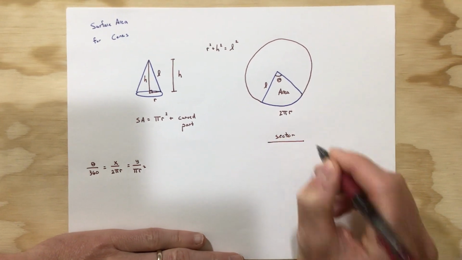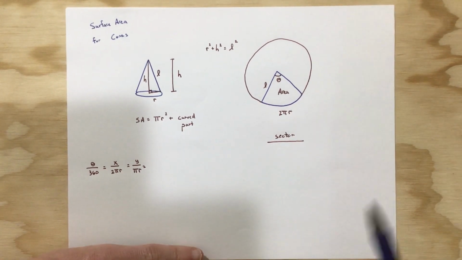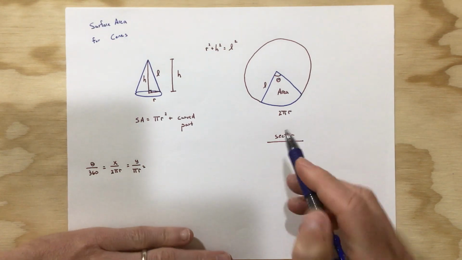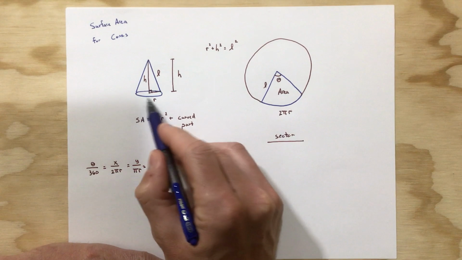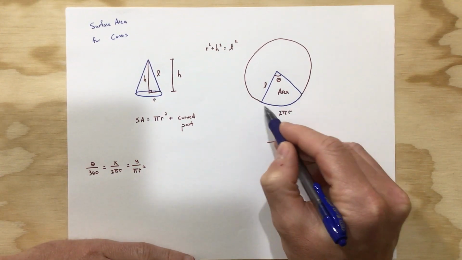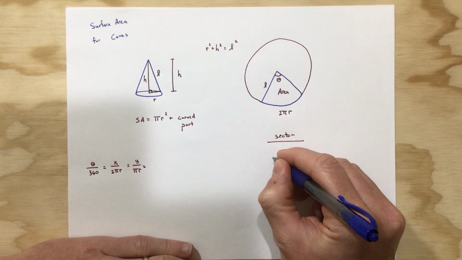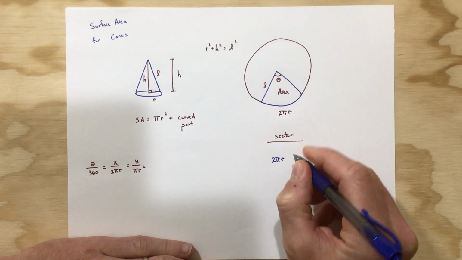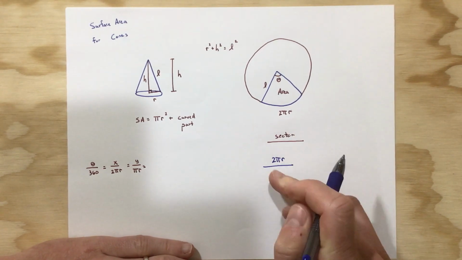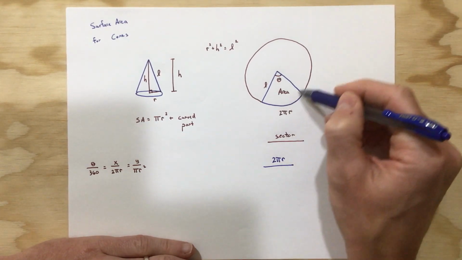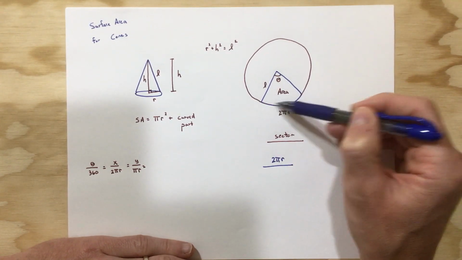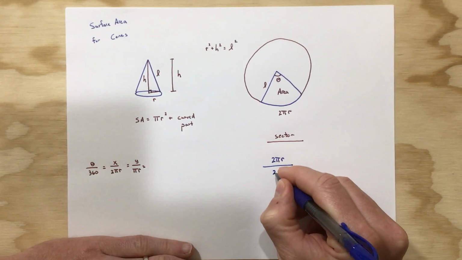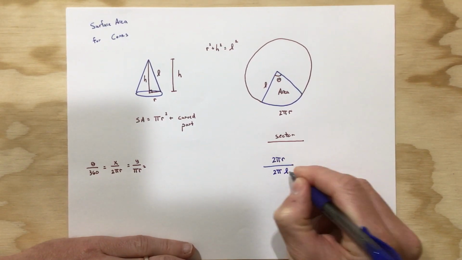And we are going to use these proportions. Okay, so this 2 pi r is the circumference of this circle. That is the sector's arc length. So 2 pi r is the sector's arc length to the total arc length of my new circle. Remember, my new circle has a radius of L. Its circumference then is 2 pi L.